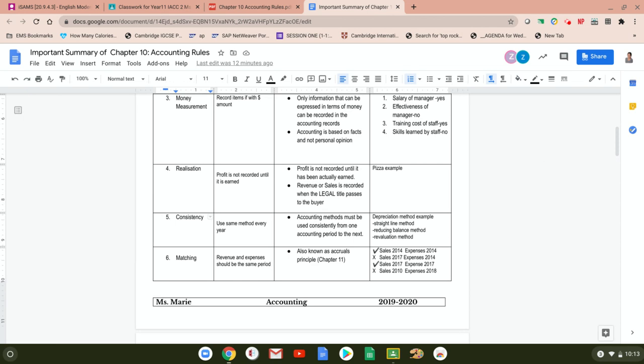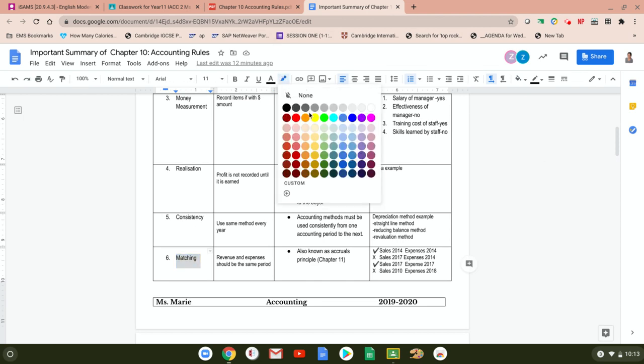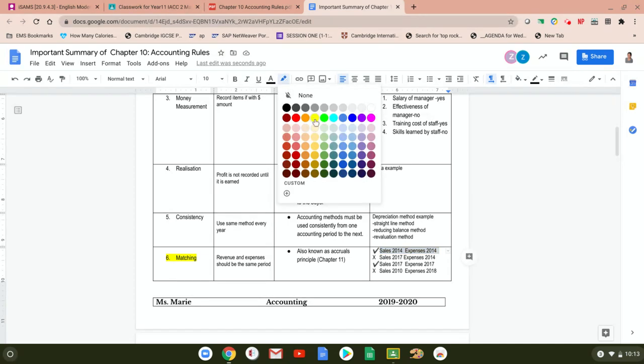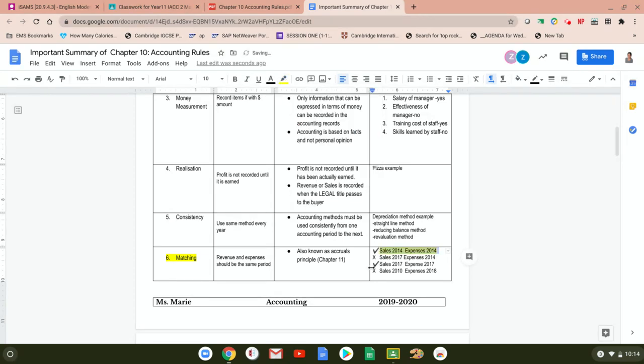So what is this matching principle? The key idea of this rule is that revenues and expenses should be in the same period. So, what's the example of this? You can quickly see here a very clear example of what this principle or this rule is all about. The first one, sales should be matched with the expenses of the same year. Right? So that is the thing here.